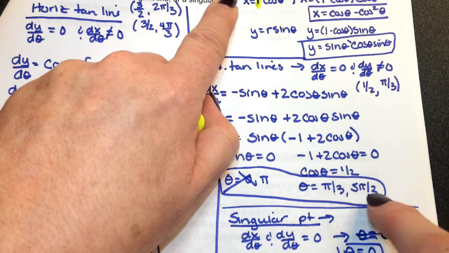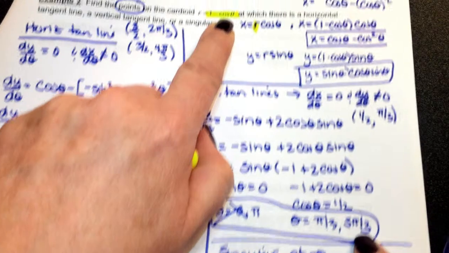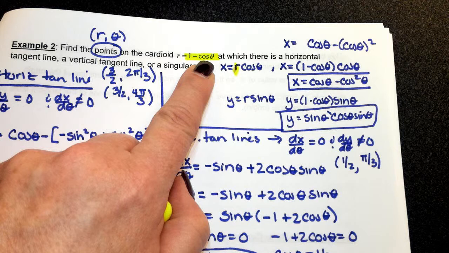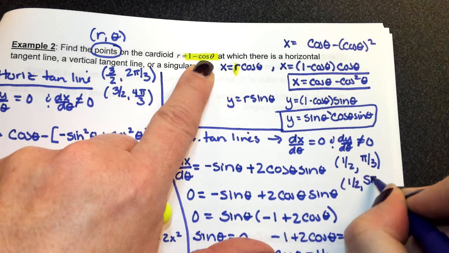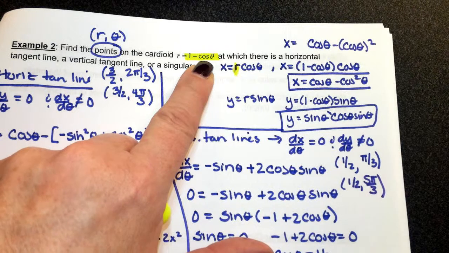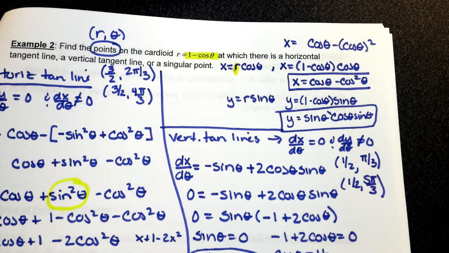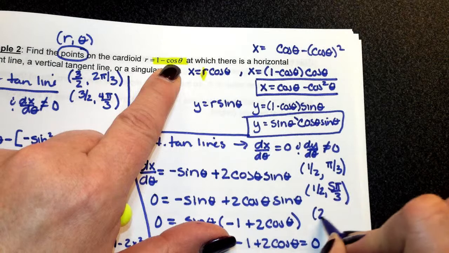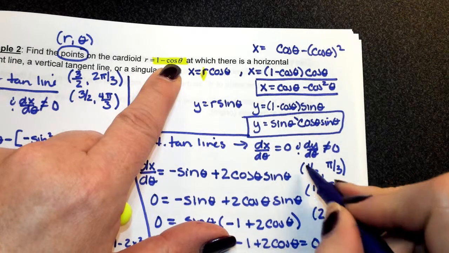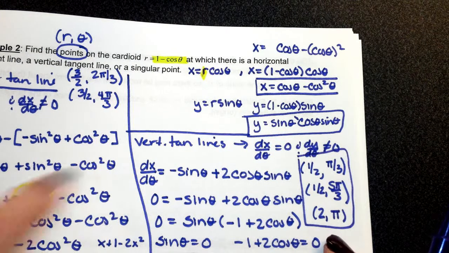The other point is going to occur when theta is 5 pi over 3. Again, cosine of 5 pi over 3 is also a half, so that's going to be at 1/2, 5 pi over 3. And then I've got the angle pi. What's the cosine of pi? Negative 1. 1 minus negative 1 gives me a 2. So I have 2 and pi. So those are the 3 points where I'm going to have vertical tangent lines.